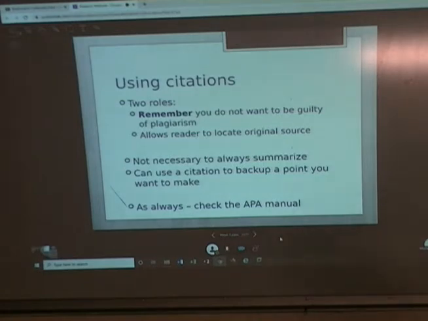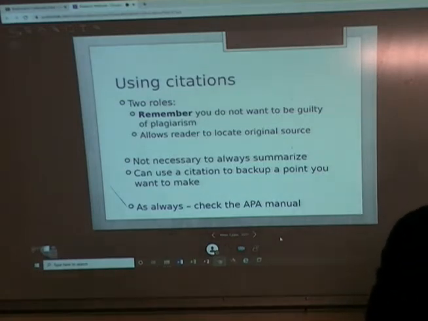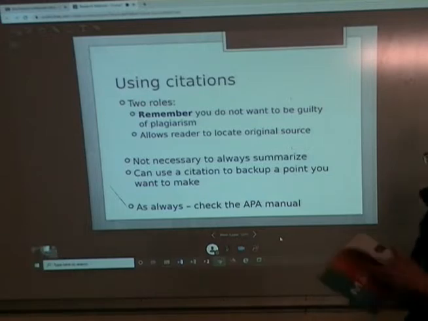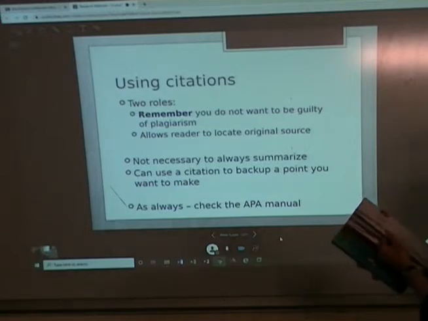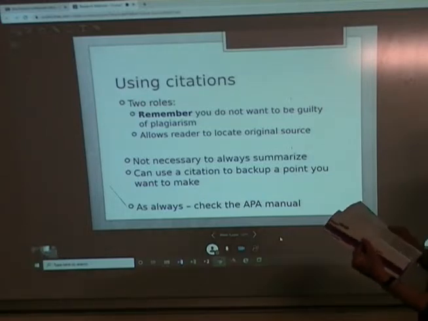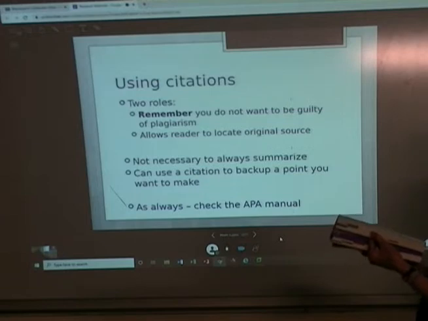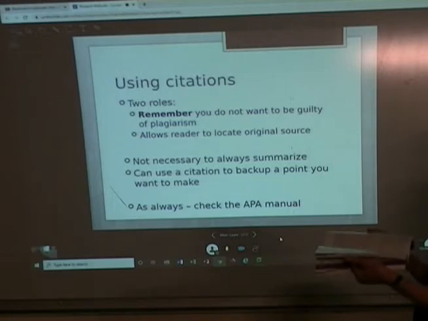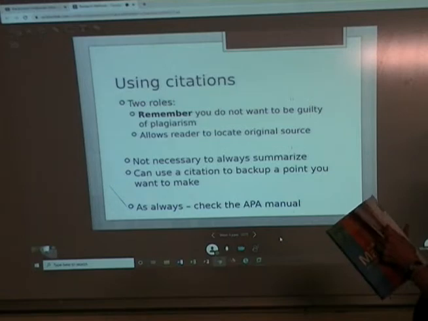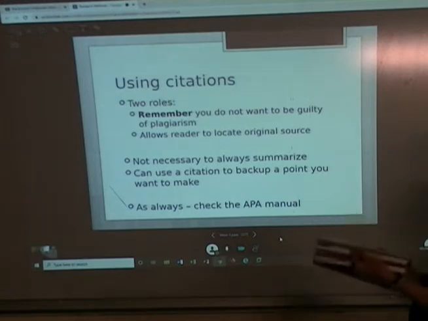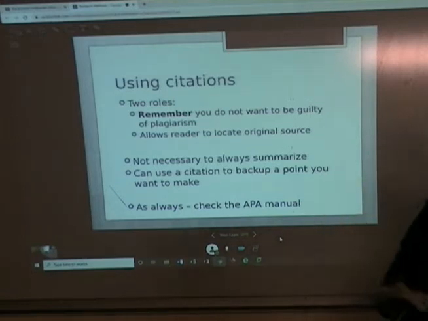Okay, so using citations. So the chapter that's really going to give you the information on how to cite, so what's the format for citing. They have some tables that give you the basic kind of styles. So that's going to be chapter 8 in your APA manual. Okay.